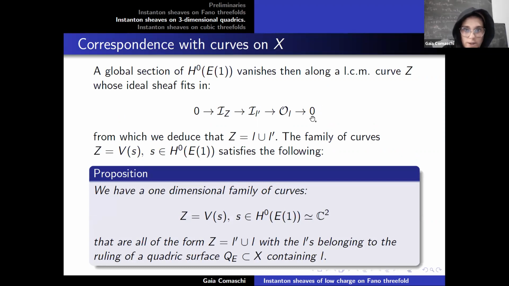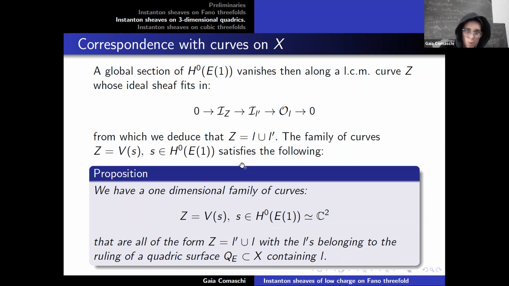So looking at the third row of this commutative diagram, that I rewrite here like this, we understand that every global section of E twisted by 1 vanishes along a curve Z that, because of the instantonic condition, must be locally Cohen-Macaulay, because indeed we have a sheaf that has homological dimension 1. And since we have this short exact sequence, we deduce that Z is supported on the union of L' and of L. So we can characterize more precisely the family of curves that we obtain in this way, proving the following.